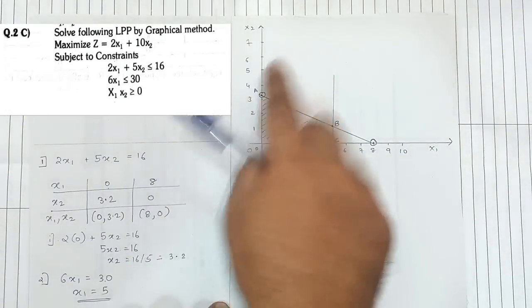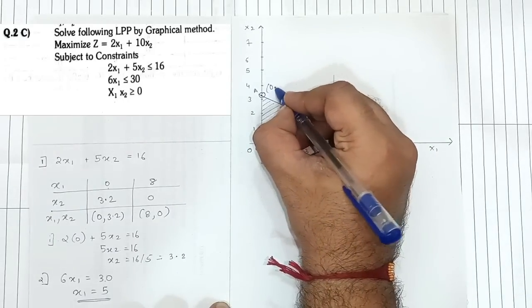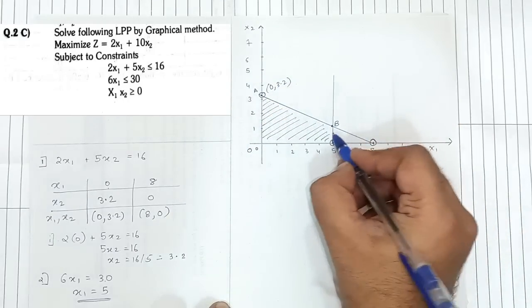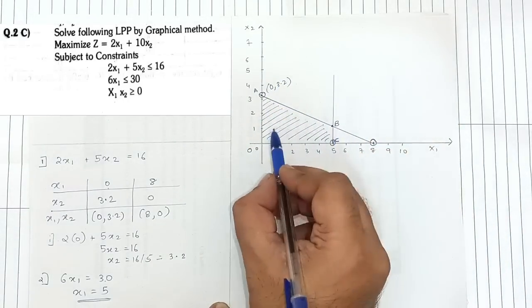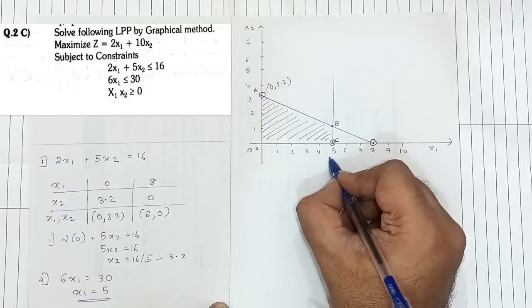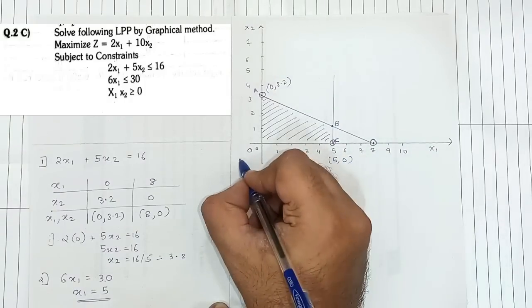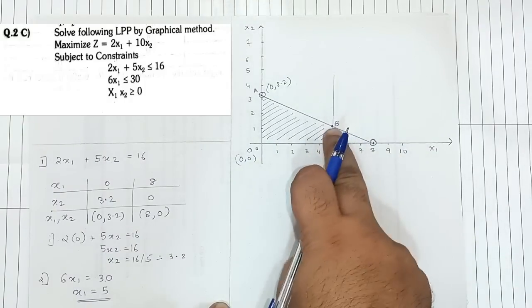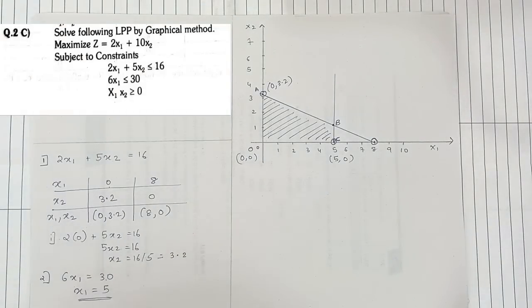Now the coordinate of A is 0 comma 3.2. For B, we are not sure about it because we don't have the exact graph, so we keep this for now. C is 5 comma 0 and O is 0 comma 0. Just to be sure what the value is, we will solve that particular part.